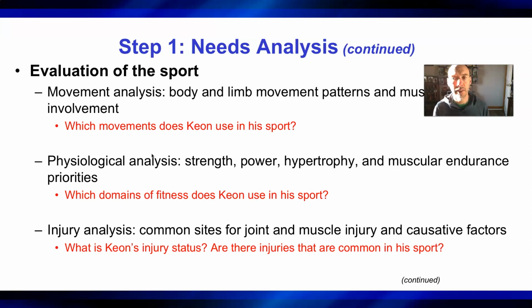So I think that the key big ones that we mentioned were jumping, sprinting, lateral movement. Those are probably the three big movements that are important for basketball. Okay. Moving on to the next analysis, we have the physiological analysis. So for this one, we're going to look at what specific domains of fitness or fitness characteristics are important for the sport of basketball.